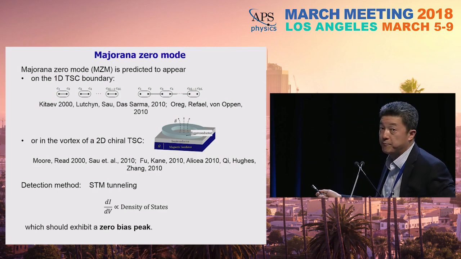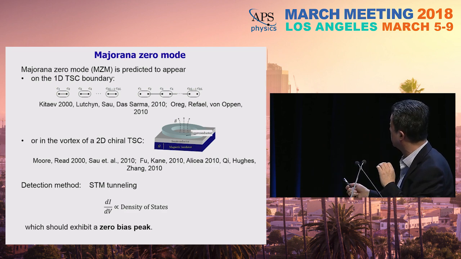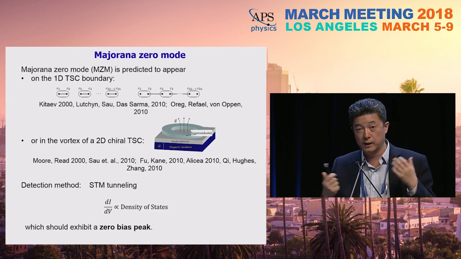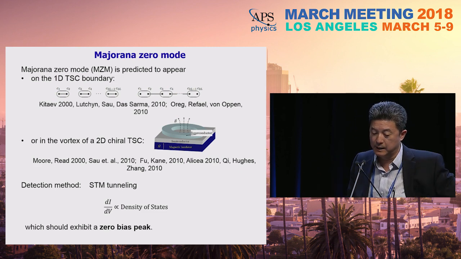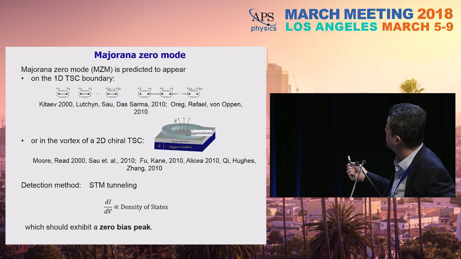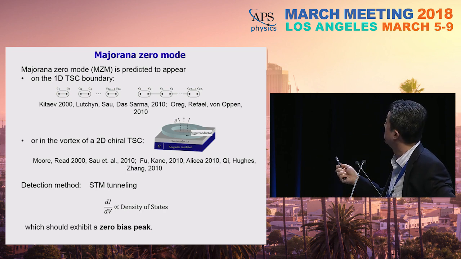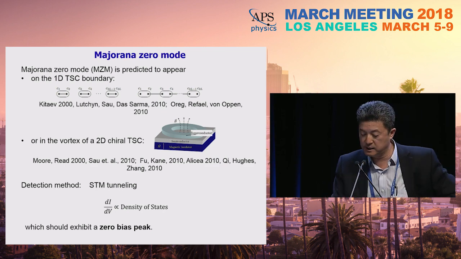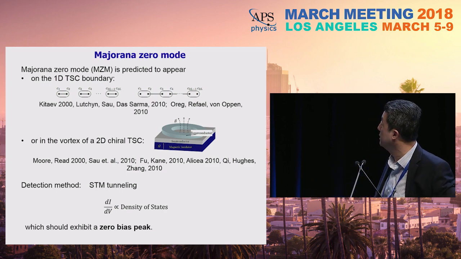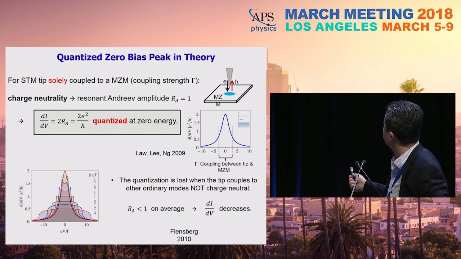And there is a lot of pioneering work leading up to that, starting from Kitaev's theoretical toy model, and then the theoretical proposal to realize these in semiconductor nanowires in proximity contact with superconductors. It could also be realized if you have a 2+1 dimensional chiral superconductor in the vortex state. You can also realize this Majorana zero mode. And the way to detect this experimentally is through STM experiment by looking at the dI/dV to see if there is a zero bias peak. Now, if there's a Majorana zero mode, you indeed should see in STM a zero bias peak.